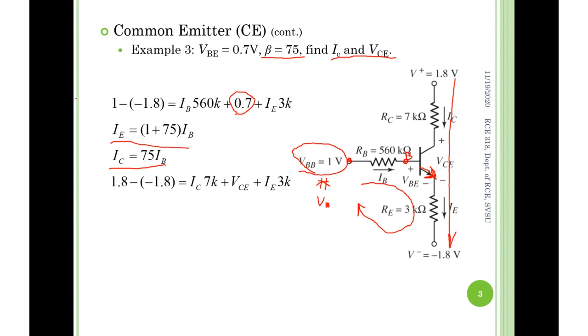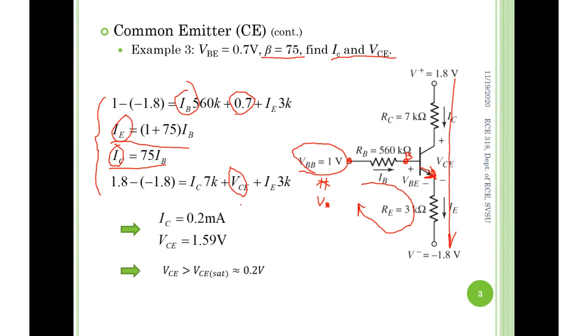Mathematically, we have four equations. Let's see how many unknowns: IB, IE, IC, and VCE. Four unknowns, four equations. Perfect. Did anyone get any algebra value based on what you have? That's fine. Anyways, IC equals 0.2 milliampere. And the VCE obviously satisfies the active region.